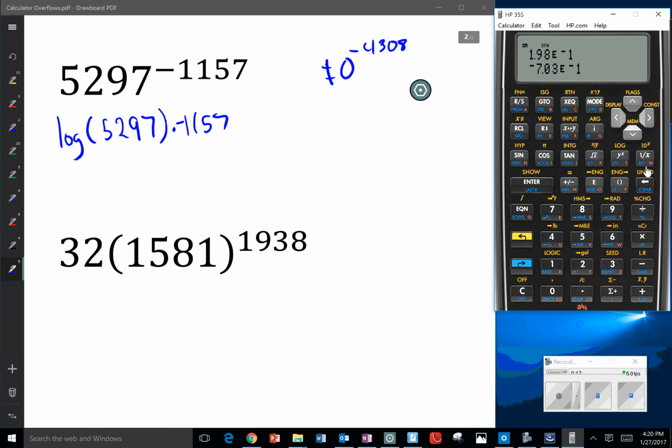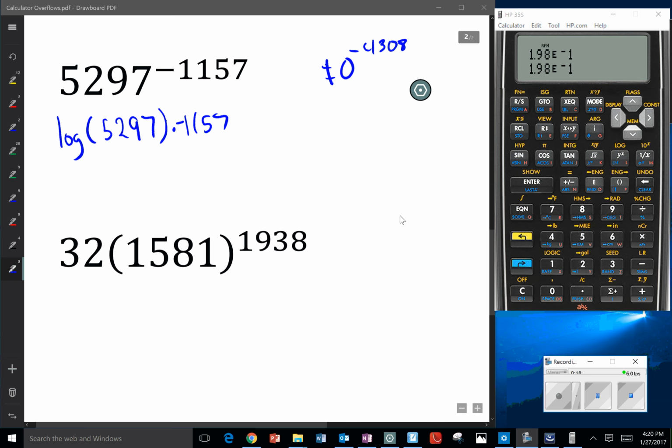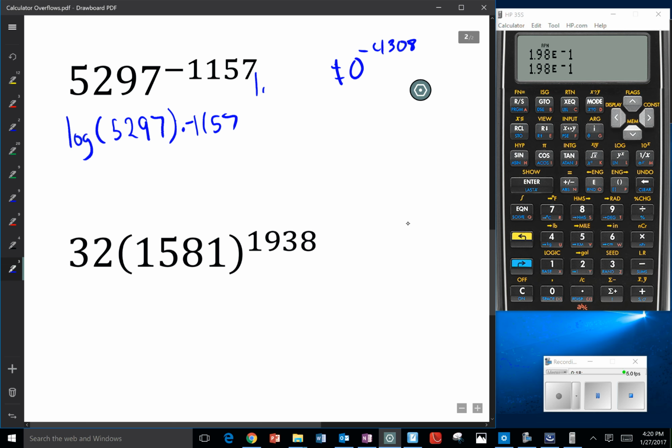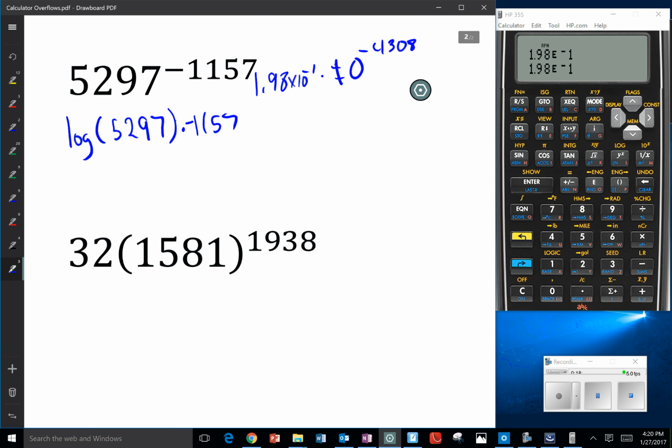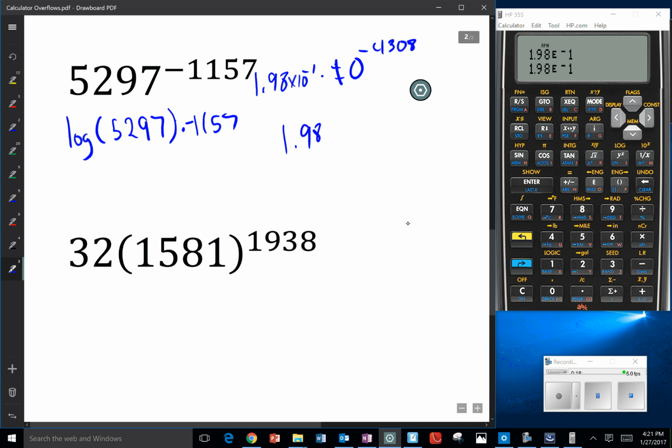And then just like before, we're going to 10 to exit. And remember, it has a -1 power. So because it's to the -1 power, that's 1.98 times 10 to the -1 times 10 to the -4,308 power, which becomes 1.98 times 10 to the -4309 power. Don't forget to add 1 to that power.